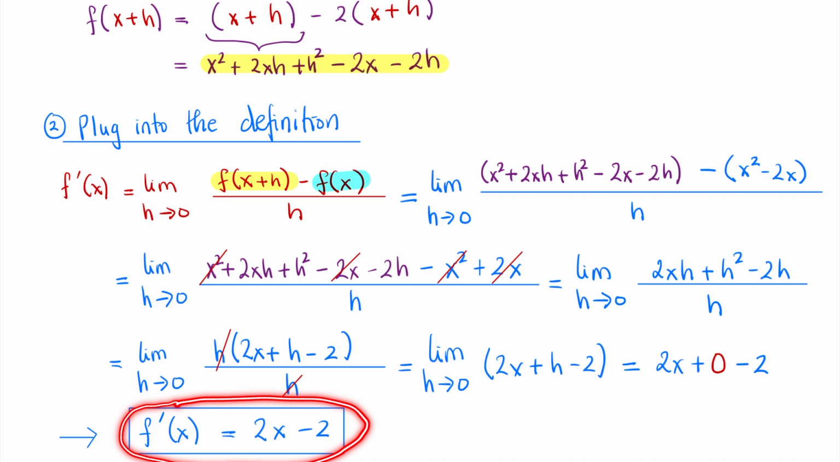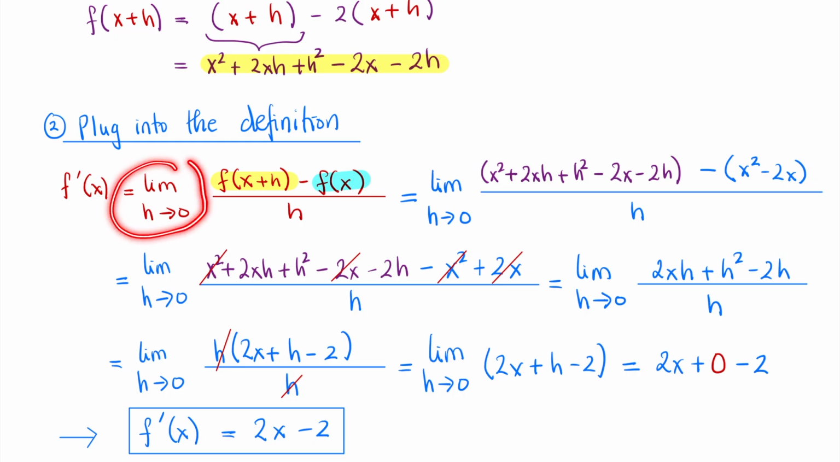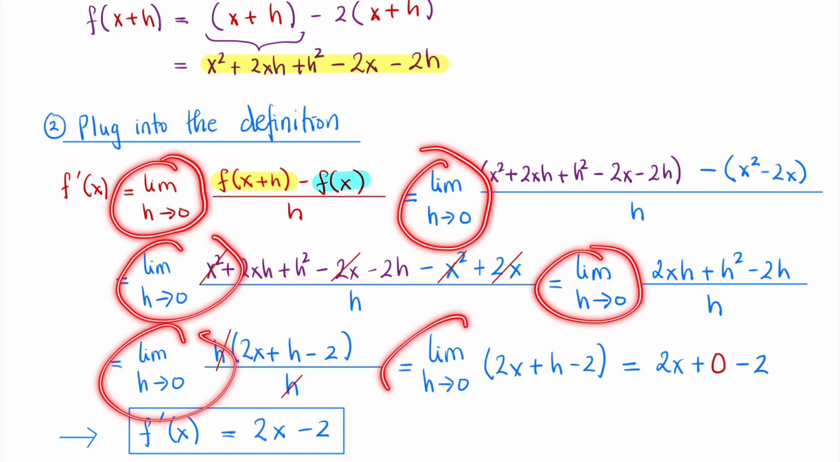This means that for any value of x, the slope of the tangent line is given by 2x minus 2. Notice I keep the limit notation throughout the process until I actually substitute h equals 0. Please do not forget this. It is important to keep the limit notation if you are not ready to substitute yet.